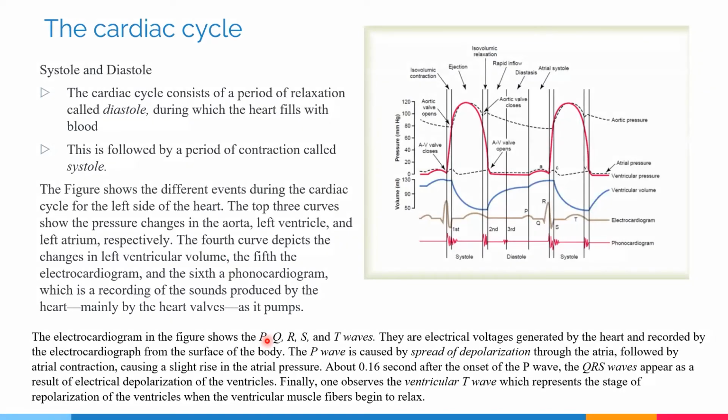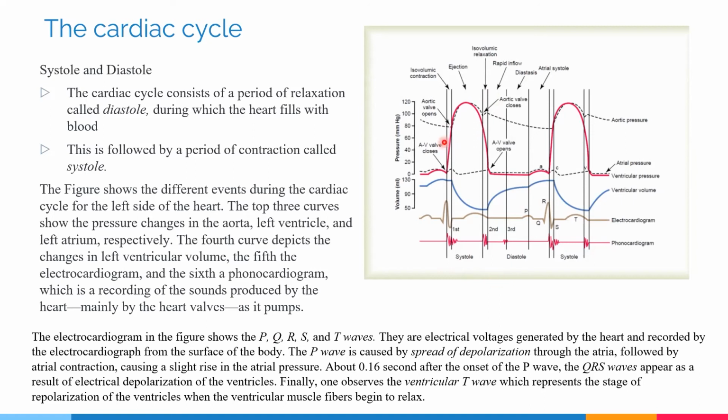Next, we'll go through the concept of systole and diastole. The cardiac cycle consists of a period of relaxation during which the heart rests, which is known as the diastole, during which the heart fills with blood. This is followed by a period of contraction called the systole. So the systole and the diastole are shown as these lines right here.